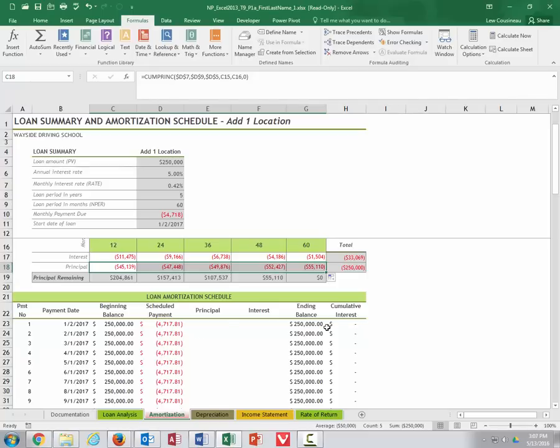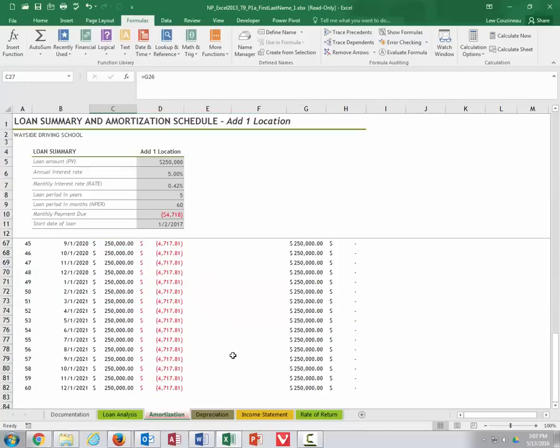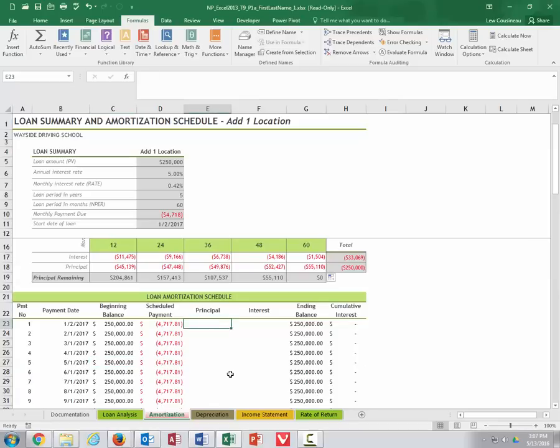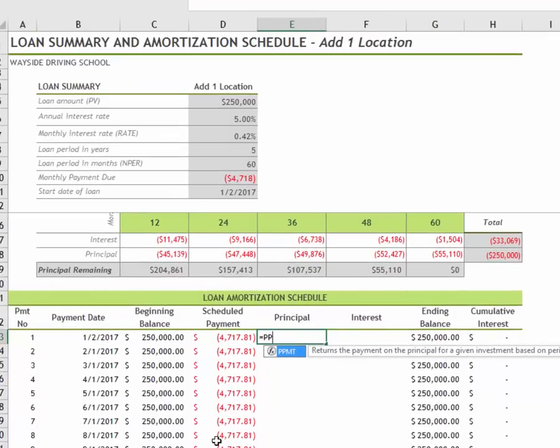Moving on to instruction 8, we're going to fill out this amortization schedule, which basically keeps track of our ending balance as we slowly pay off the loan through the 60 payments. Right here, we're going to calculate the principal that we pay in our first payment. Several ways to do this, but they're having us use the PPMT function, which returns the payment on the principal for a given investment period based on periodic constant payments.